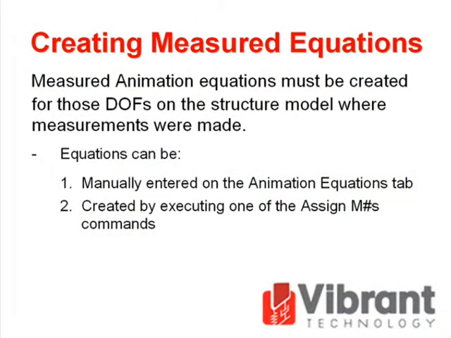Before animation can take place, measured animation equations must be created for those DOFs on the structure model where measurements were made. Animation equations can be manually entered on the Animation Equations tab, but they can also be created by executing one of the Assign Measurement Number commands, either in the structure window or in one of the animation source windows.